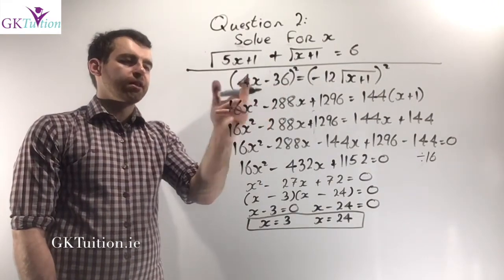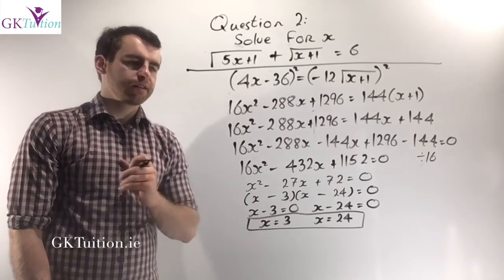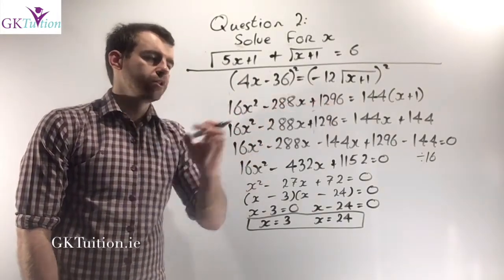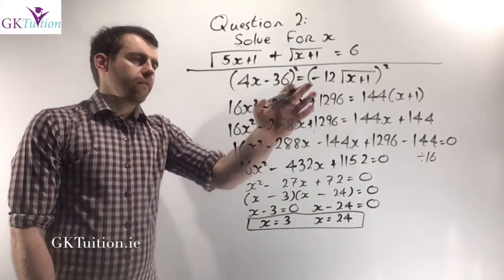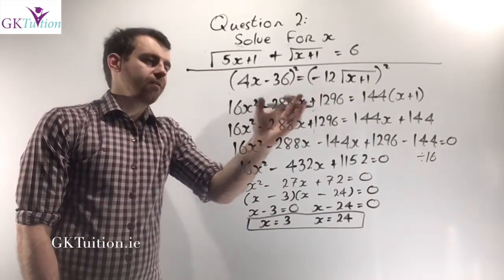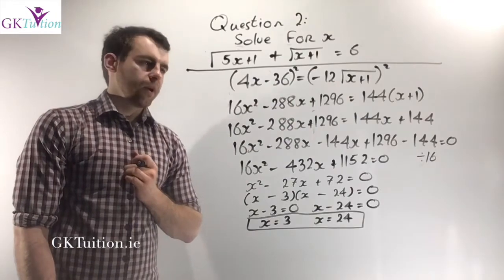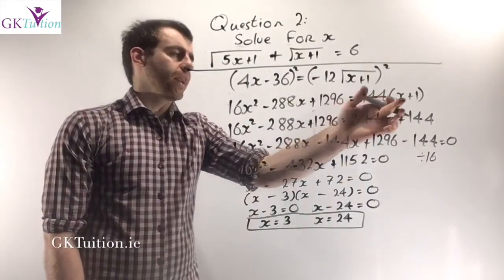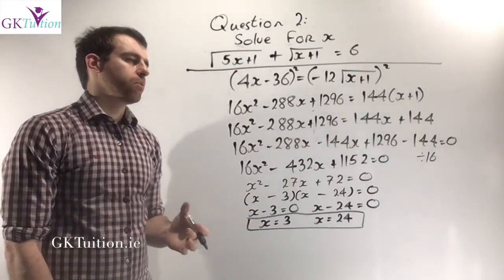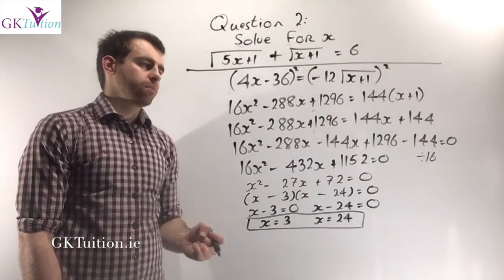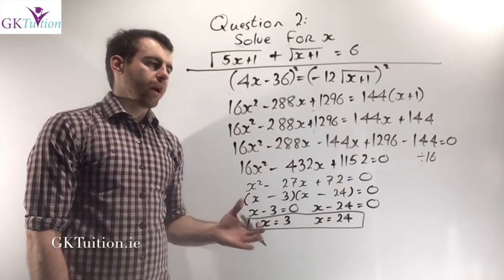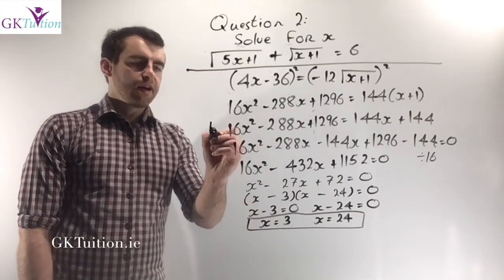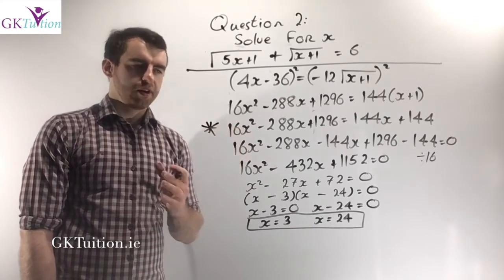4x minus 36 multiplied by 4x minus 36 is 16x squared minus 288x plus 1296. If I multiply minus 12 by itself, I get 144. And if I multiply root x plus 1 by root x plus 1, I simply get x plus 1. So the right hand side becomes 144 times x plus 1, which if I multiply in my brackets, I get 144x plus 144. And now I have an x squared and x, and I've got a number.